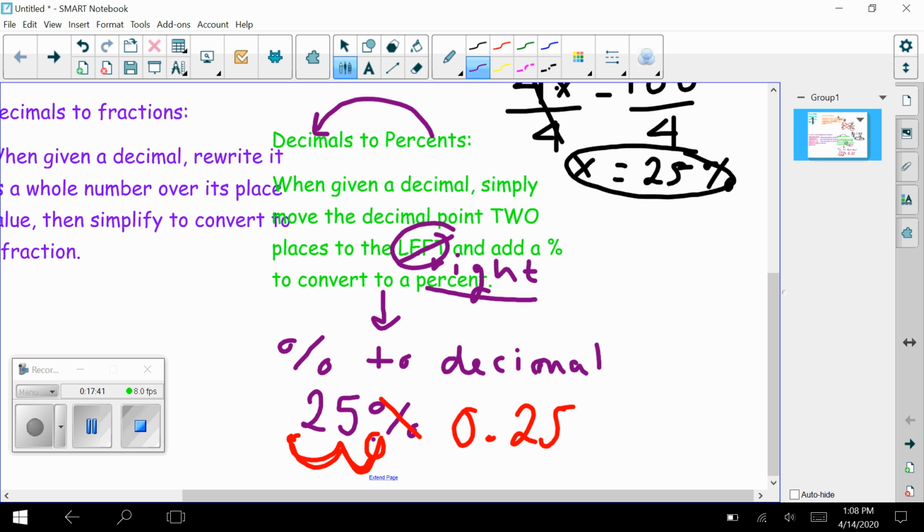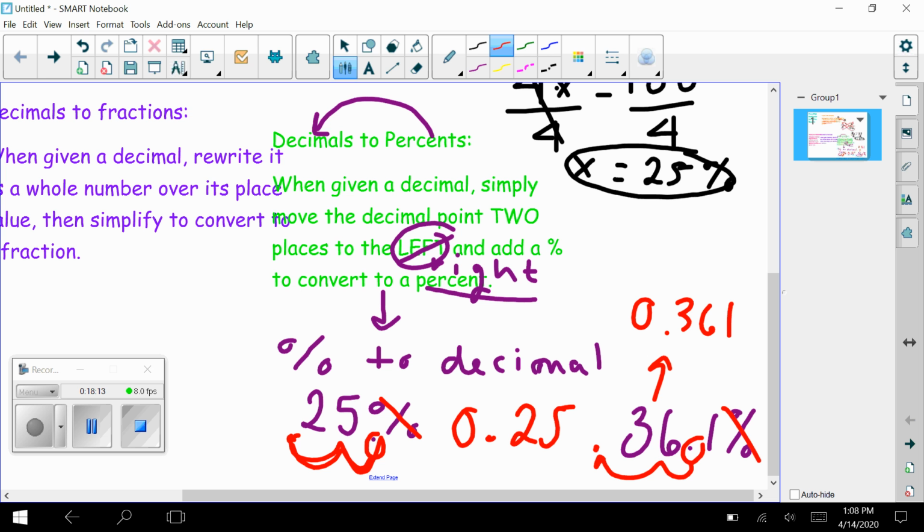So let's take maybe 36.1%. If we want to make this a decimal, we find our decimal point, and we're going to move it 1, 2 places to the left, and we're going to knock off that percent sign. So that's going to become 0.361 as a decimal. All right, so that's going to be the end of our notes here.